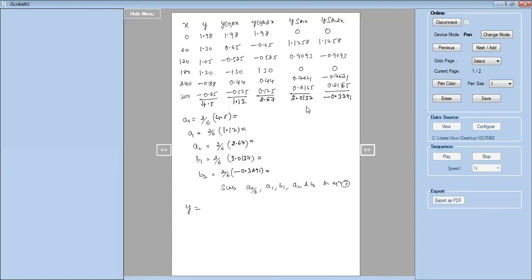What are the values now? For A0, this is 2 by 3 times 4.5, which is 1.5. Then A0 by 2 is 1.5 divided by 2, which gives 0.75. The value of A0 by 2 is 0.75. So you give A0 by 2 directly as 0.75. Yeah, next, A1.